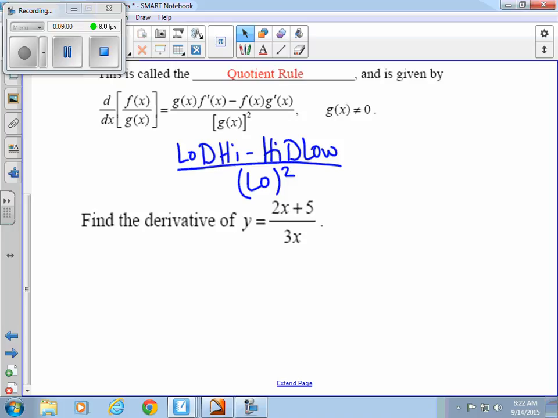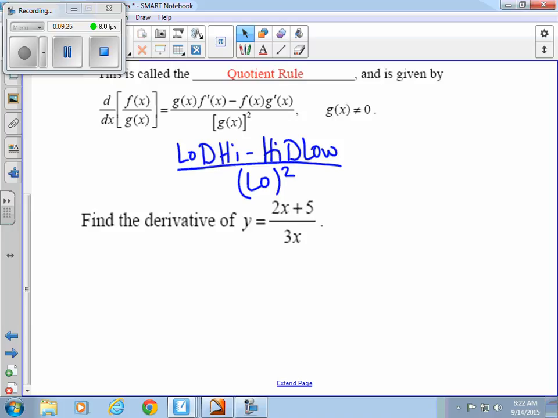It does matter which one you put first because it's subtraction on the top. Product rule you can mess up because it's addition. It really doesn't matter if you do left or right first. But quotient rule, it does matter. It's the bottom times the derivative of the top minus the top times the derivative of the bottom. You will memorize those quickly.